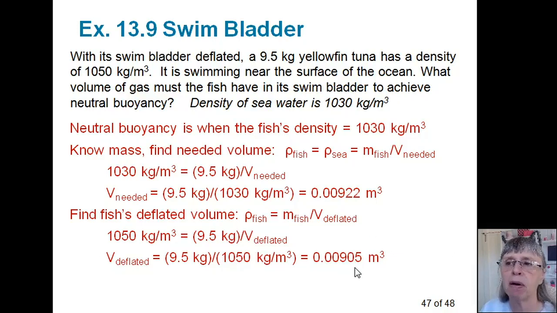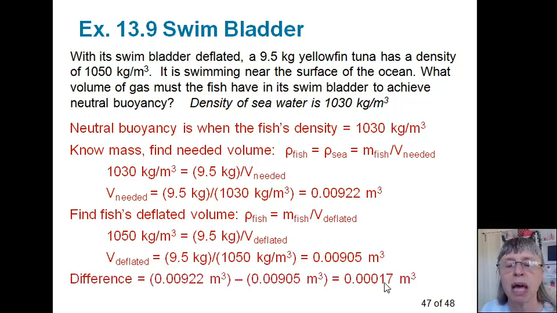Comparing these two, when he's deflated, you can see that he needs to inflate by about 0.0007 meters cubed. And I thought I had a percentage on there, but I don't. So that's how much he needs to inflate his swim bladder by. When he's normally about 905, he has to inflate it, what is that, about 2 parts out of 9, about 20%, in order to be neutrally buoyant.